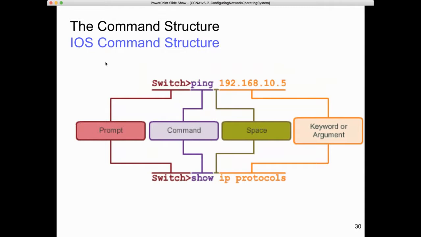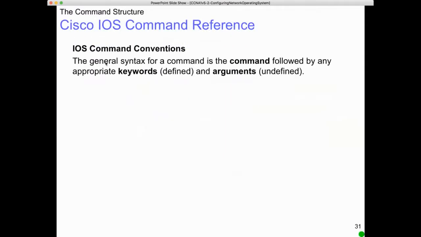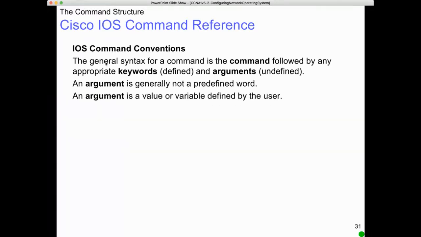And we type the command ping, and then a space. And then we put our argument or keyword, 192.168.10.5, and see if we got a connection or not. So it's a command followed by any keyword or argument. Different commands have different syntax. So an argument is some value, like ping what address?